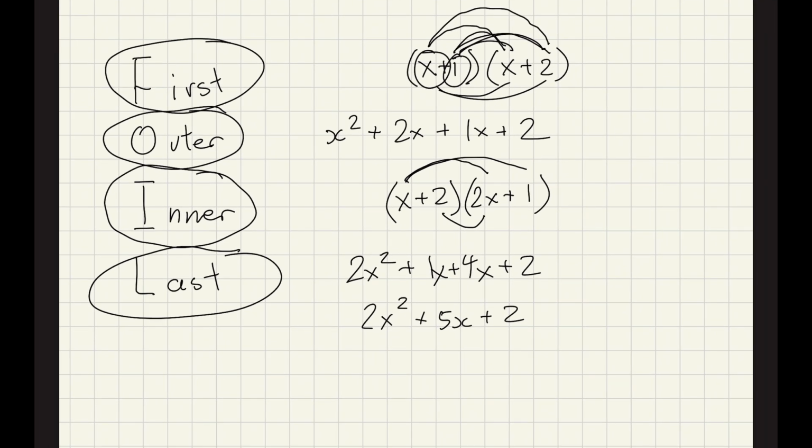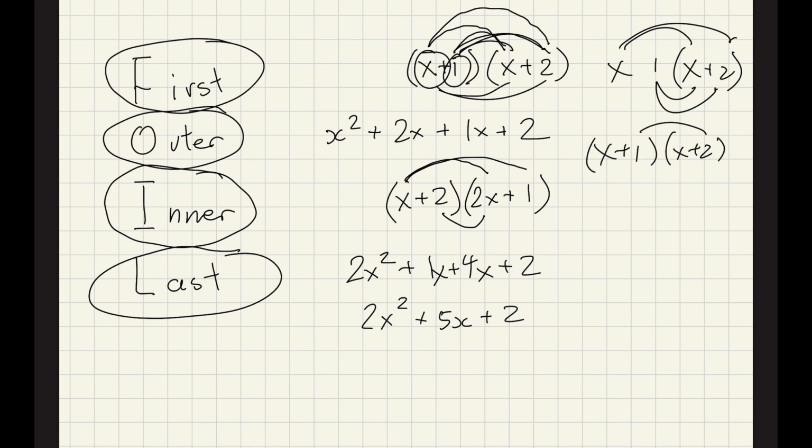It really doesn't matter what order you do them in, so long as the x is multiplied by these two terms and the 1 is multiplied by these two terms. You could do this one, then this one, and then this one, and then this one. It doesn't matter, so long as you multiply each term by each of the other terms in the other brackets.